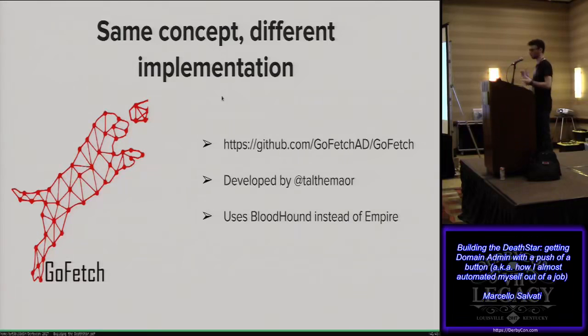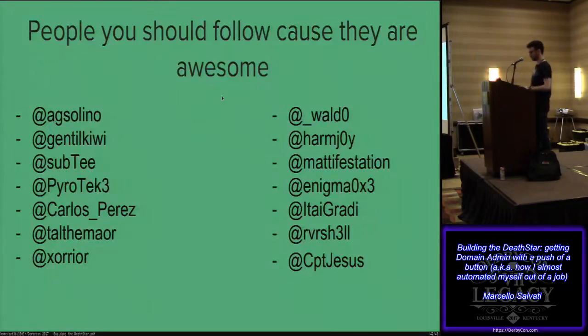Another thing I like to point out is that I'm not the only one that thought of this, obviously. It's basically the same concept, only using a different implementation. Tal Moore from the ATA Microsoft group, he's an awesome guy. I met him at Black Hat this year. And he basically wrote GoFetch. GoFetch is the same thing as DeathStar, only that it uses Bloodhound instead of Empire. And it automates the entire process of, again, going from domain user to domain admin. It uses PSExec for lateral movement, if I recall correctly, instead of WMI, so it's a little bit less stealthy. But it is the same concept, really.